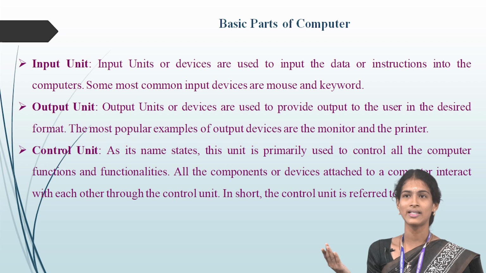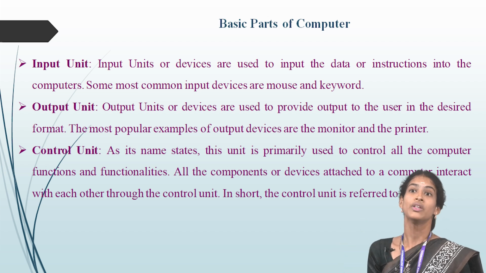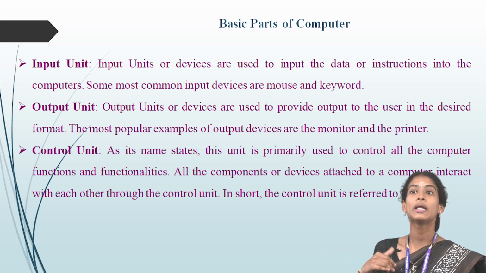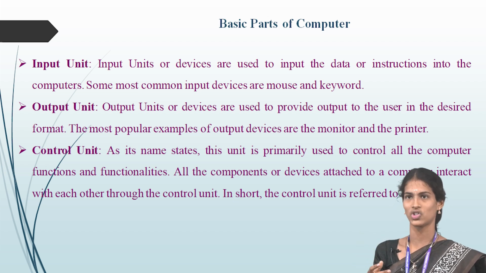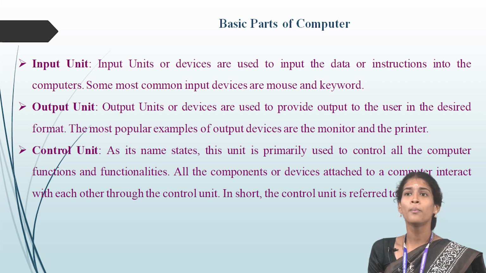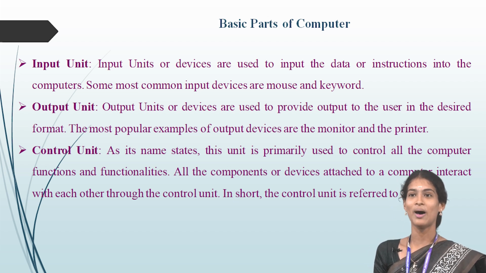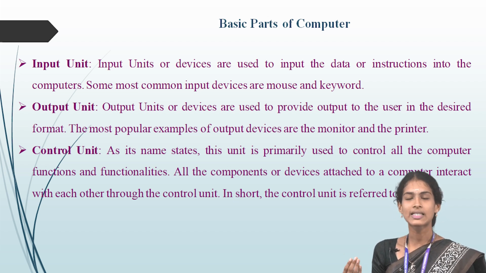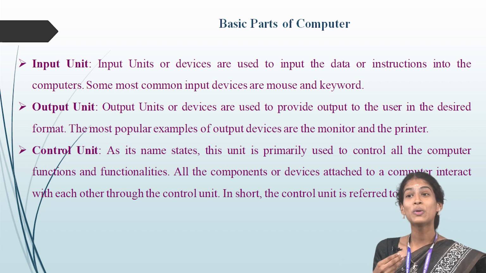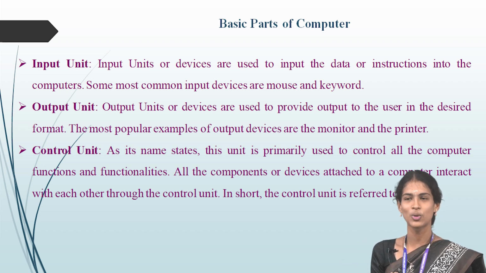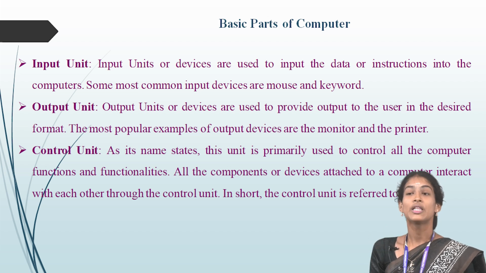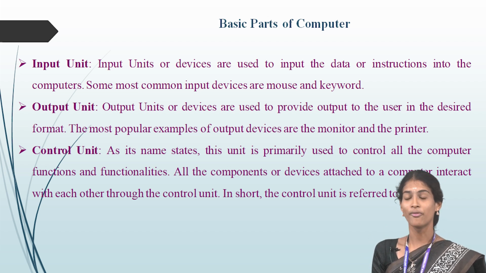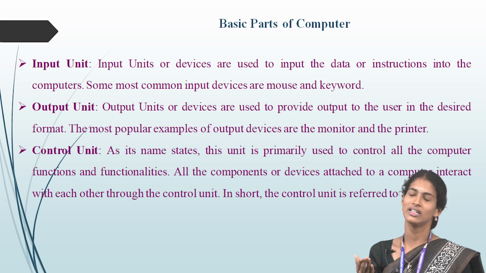The next topic is basic parts of a computer. The first is the input unit. Input units are devices used to input data or instructions into the computer. Some of the most common input devices are mouse and keyboard. The next, output unit. Output units are devices used to provide output to the user in the desired format. The most popular examples of output devices are the monitor and the printer.